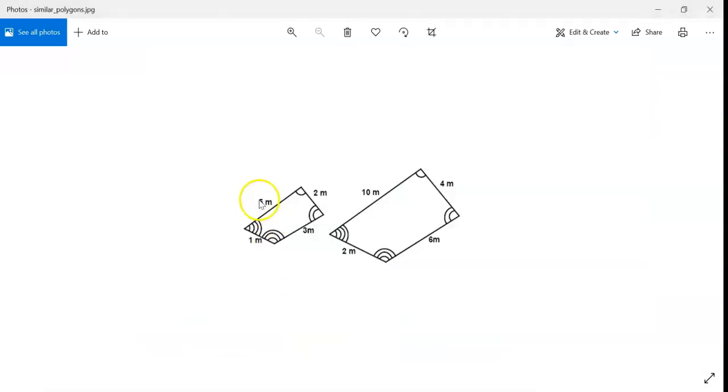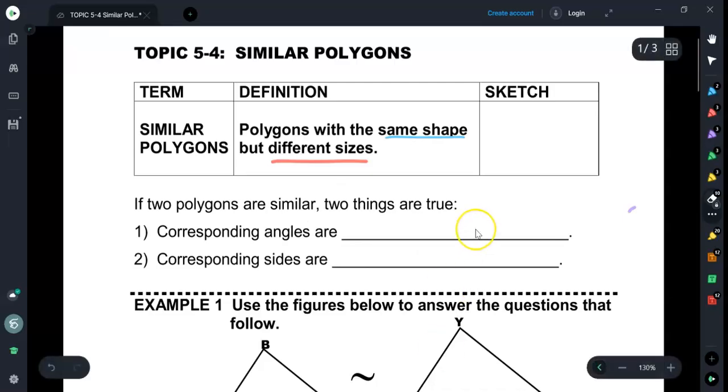Another example, if you look here, I went from 5 to 10. I doubled it. I went from 2 to 4. I doubled it. I went from 3 to 6. I doubled it. I went from 1 to 2. I doubled it. So you get the idea of common ratio. So similar polygons have the same shape.